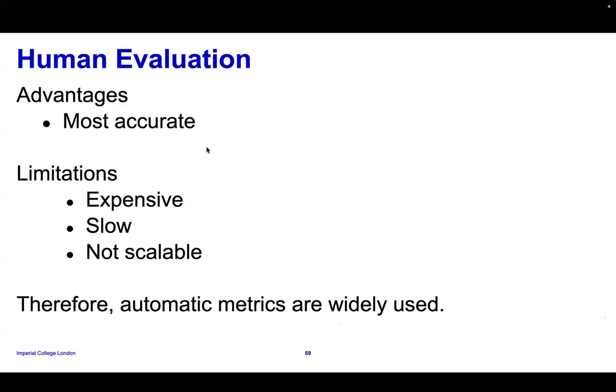So, in a way, human evaluation is the most accurate. You don't have any substitute to evaluate the correctness of machine translation other than human evaluation. But it's expensive, slow, and you cannot scale. So you need an automatic approach.